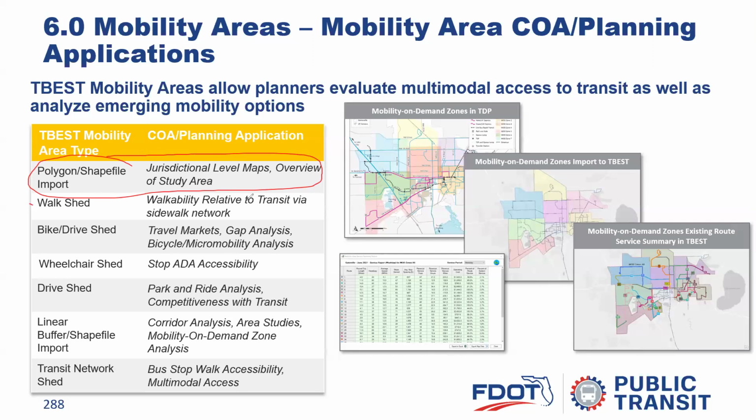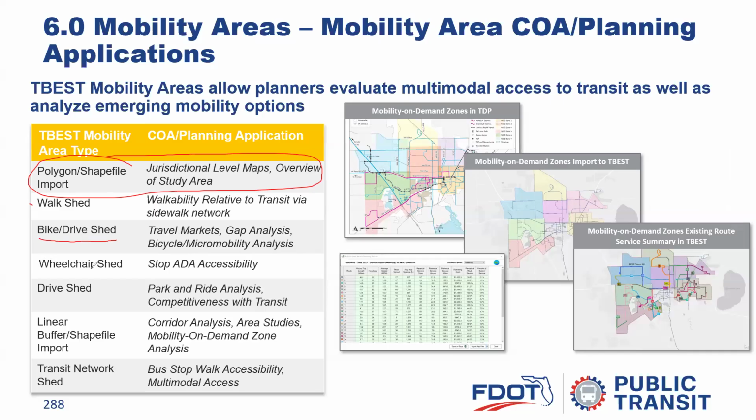The other is Walkshed, and so walkability relative to transit via the sidewalk network. We just had an example of that where the barriers are in place to define walkability relative to transit. The bike and drive shed, obviously this is travel markets. We can perform gap analysis, bicycle and micromobility analysis relative to transit or just on its own.